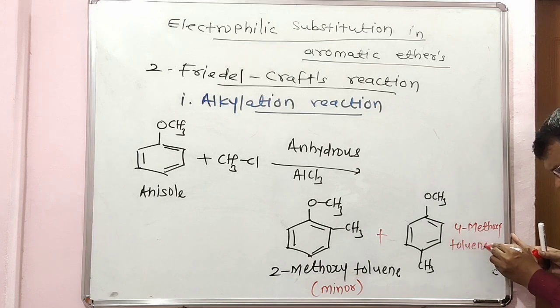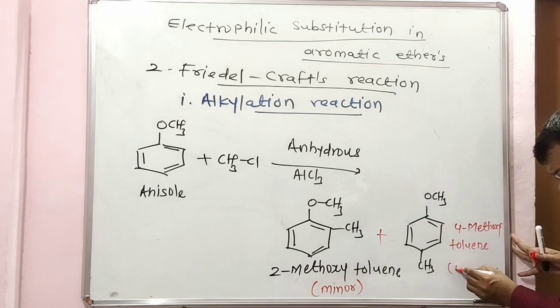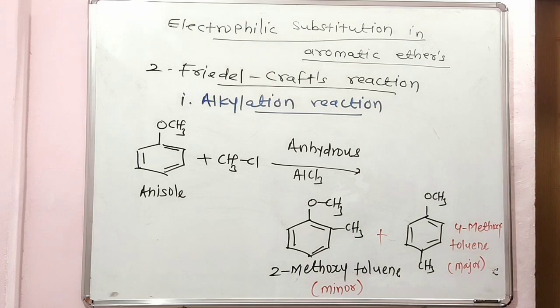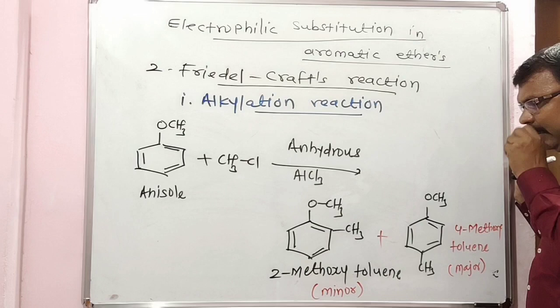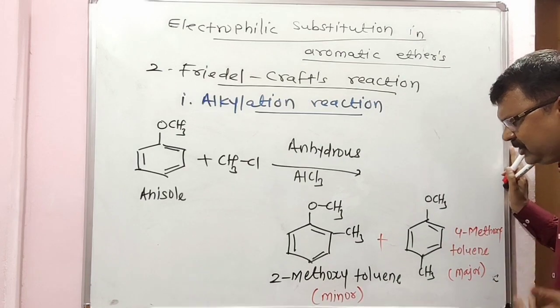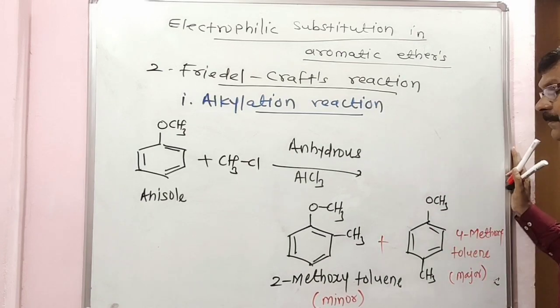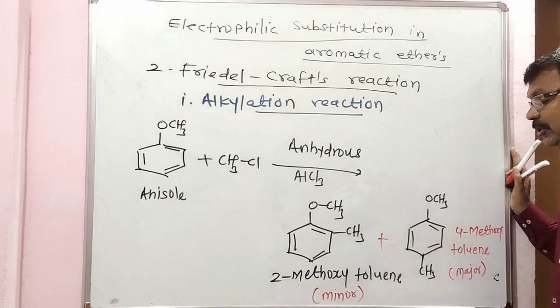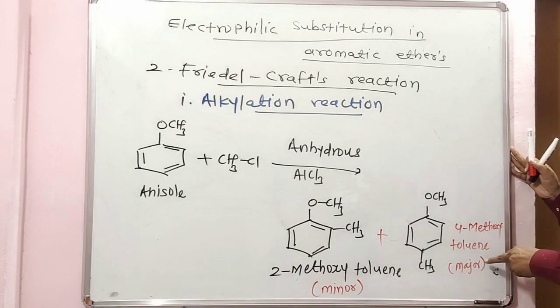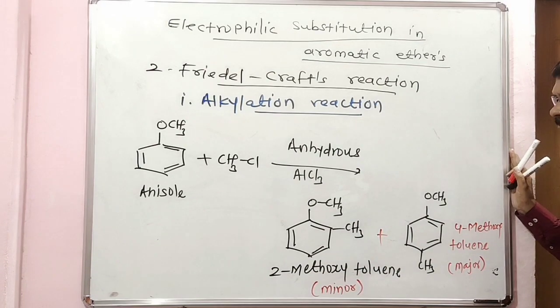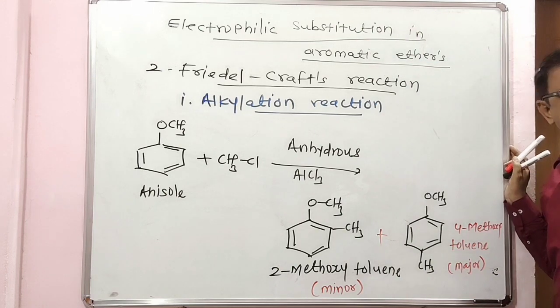4-methoxytoluene is the major product. Look here, all of you, it gives a mixture of an ortho product and a para product. You know, the ortho product here is 2-methoxytoluene. Next, the 4-methoxytoluene. Okay, the reaction is an electrophilic substitution reaction.